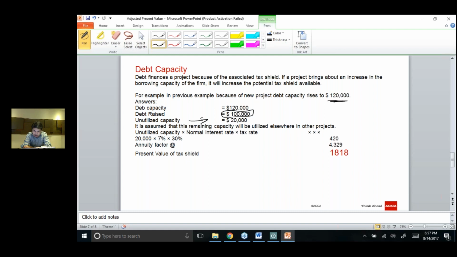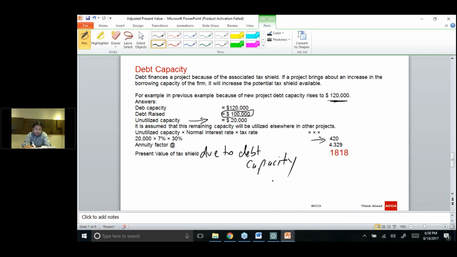And that is 20,000 unutilized capacity multiplied with the normal interest rate, because you can't take an assumption that even in case of debt capacity, subsidized loan will be available. So in unutilized capacity, you always take the normal interest rate, multiplied with the normal interest rate, then multiplied with the tax rate. So in this example, annually you are getting 420 as a tax saving. Apply the annuity factor over it. So present value of tax shield due to debt capacity.